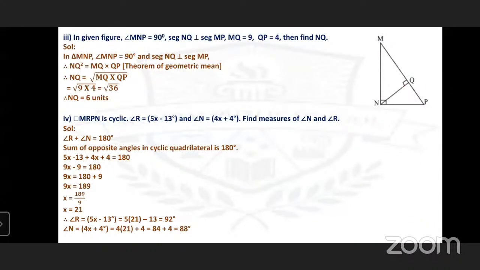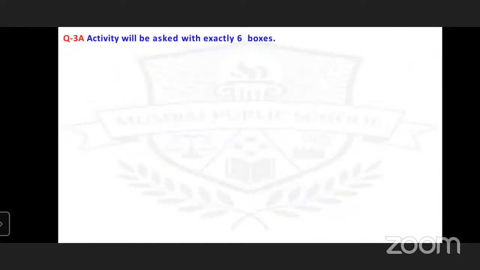Okay. Now question number 2 we finish. Now question number 3, we move on to question number 3A. 3A is an activity type question. In this, 6 boxes are given and each question carries 3 marks. In question number 3A, 2 questions are given and you have to attempt only one. Complete any one of the following activities, and the marks is 3 marks.